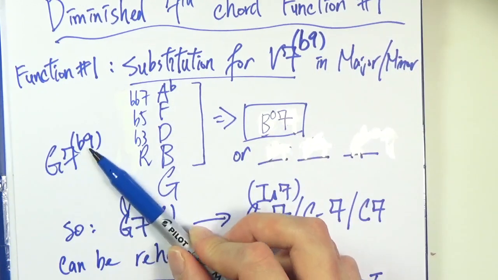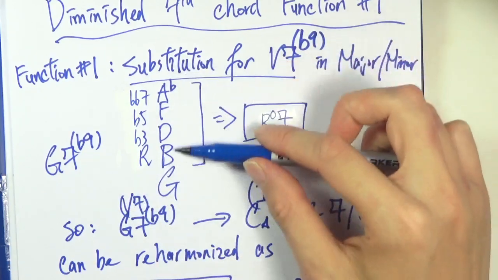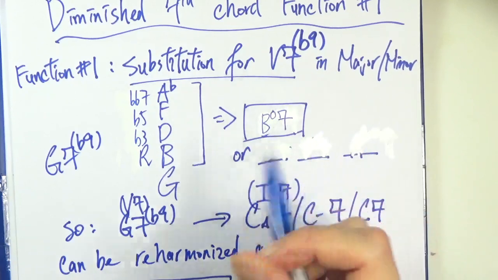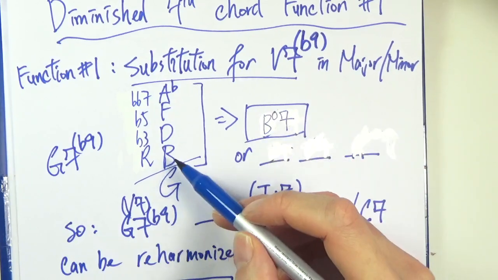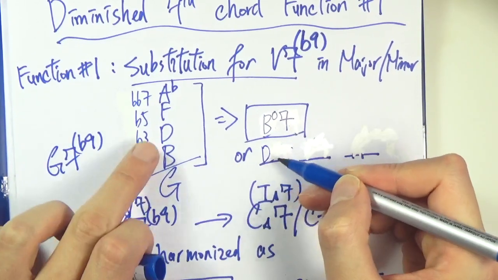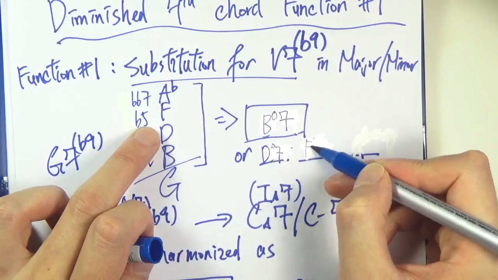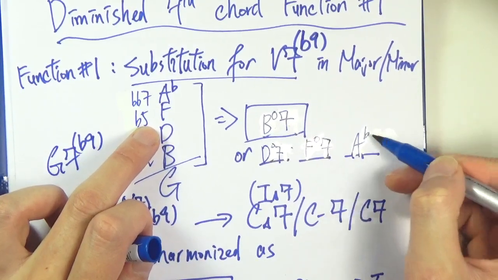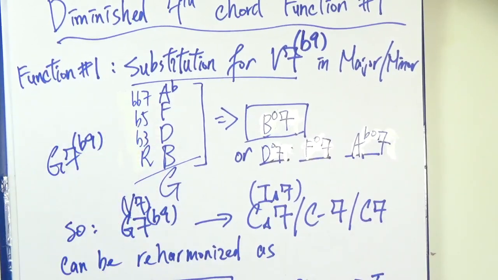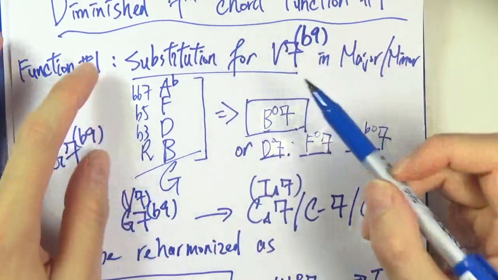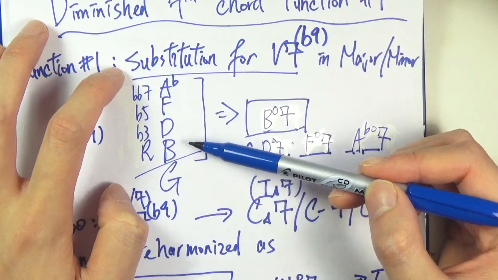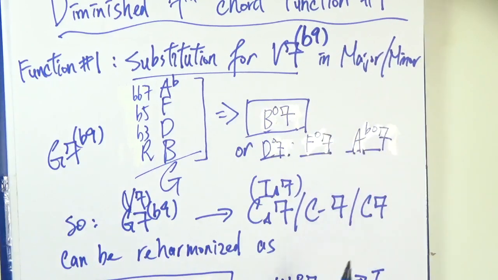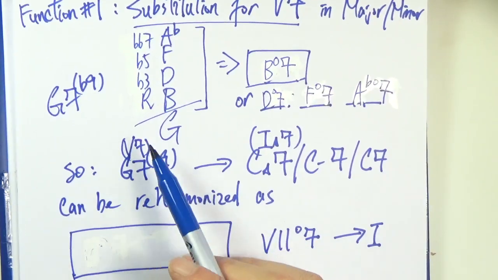So you can think of G7 flat 9 from now on as a B diminished 7th chord with a G bass, okay? And from the previous video, we learned that if we have a B diminished 7th, we can also call it a D diminished 7, F diminished 7, and A flat diminished 7, and they would be all equal to each other in terms of chord tones, okay? And from this, we learned that the B diminished 7th chord is almost like a G7 flat 9 chord.